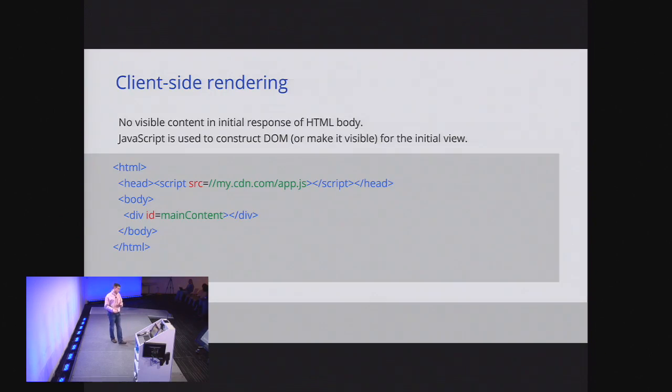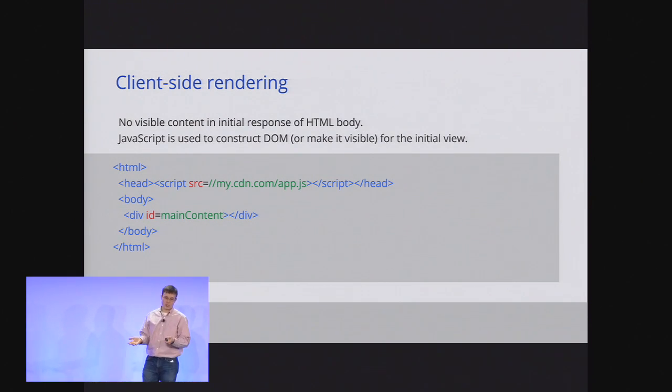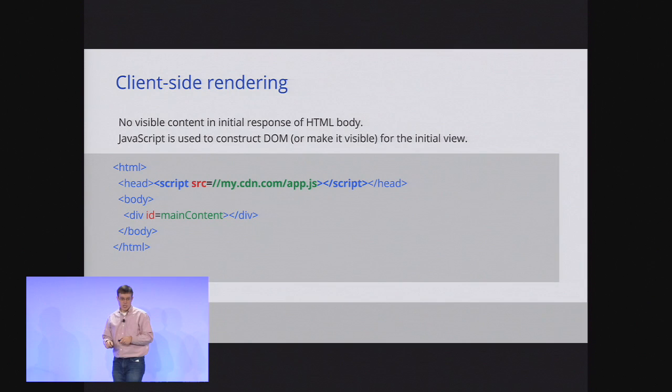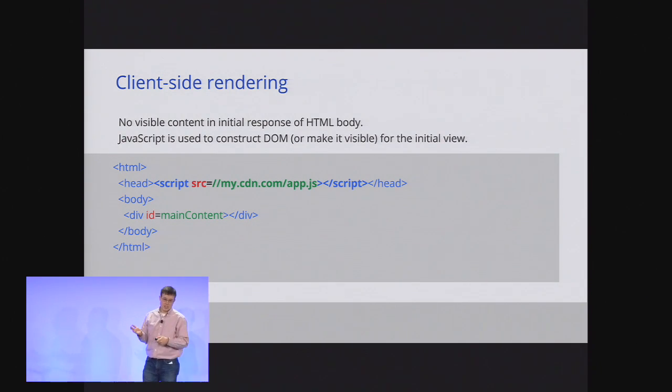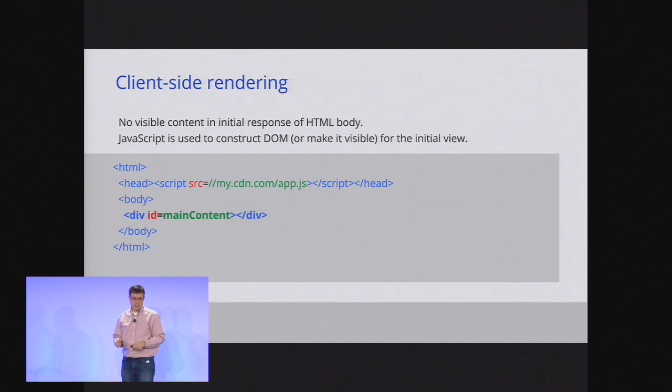So let's talk about what we mean by server-side rendering versus client-side rendering. With client-side rendering, you're using JavaScript, right, to actually render the content in the document, right? So here we load app.js. The DOM itself doesn't really contain any markup. It doesn't contain markup that you can see on the screen.